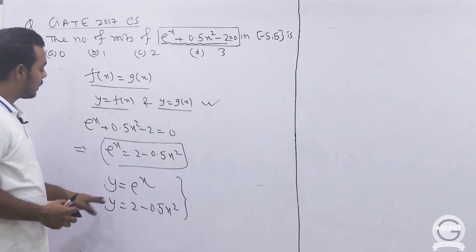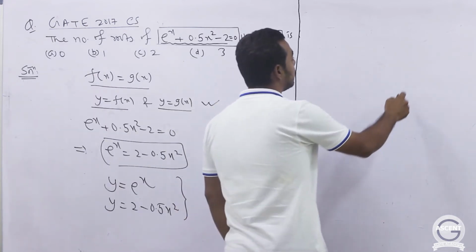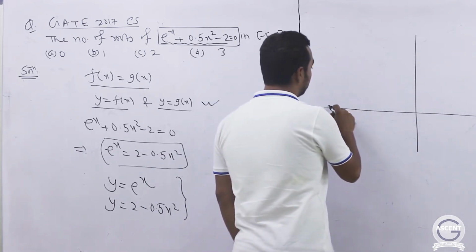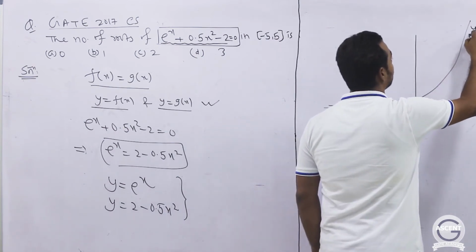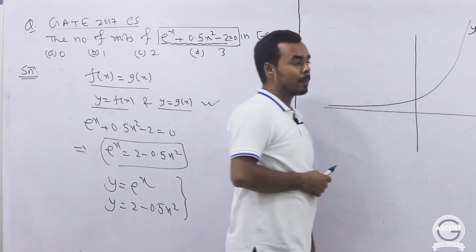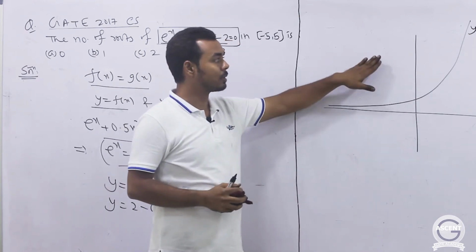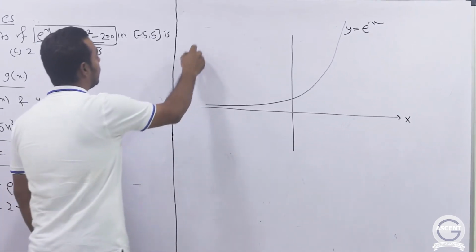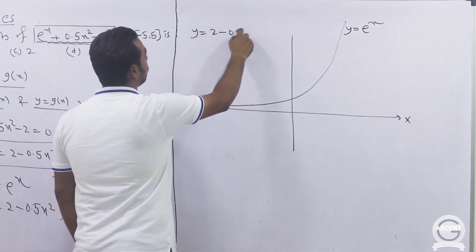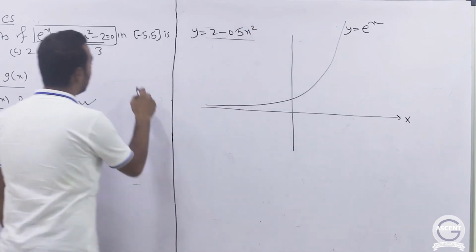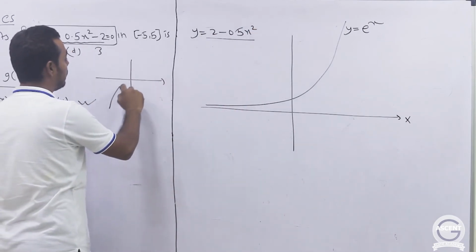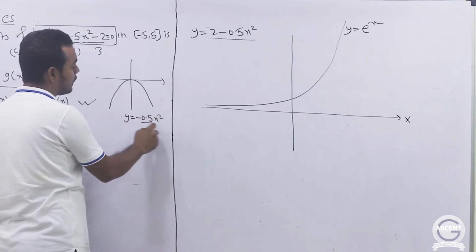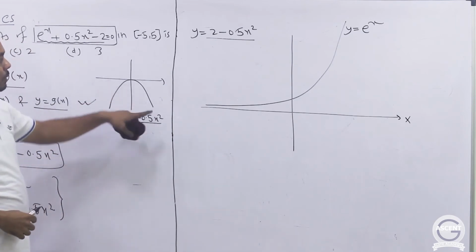First we are going to draw the graph of the function y equals e to the power x. So this will be the graph of our function y equals e to the power x, right? Next we have to draw the graph of y equals 2 minus 0.5 x square. Now this is a very important part. Remember that the graph of minus x square is a downward parabola. So the graph of minus 0.5 x square will also have a similar nature, so it will be a downward parabola.